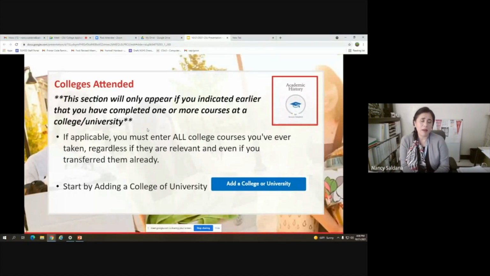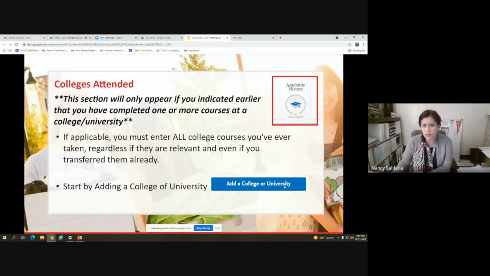In the beginning of the application, you were asked if you have completed college credit, and if you answered yes, then it's going to take you here, colleges attended. So if you've completed college work, then you will need to report the university. You will need to identify the college that you have previously attended. Again, this section will only appear if you indicated earlier that you have completed one or more courses at a college or university. So you will click here.